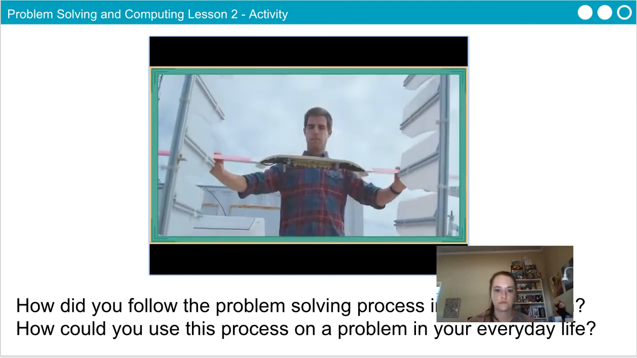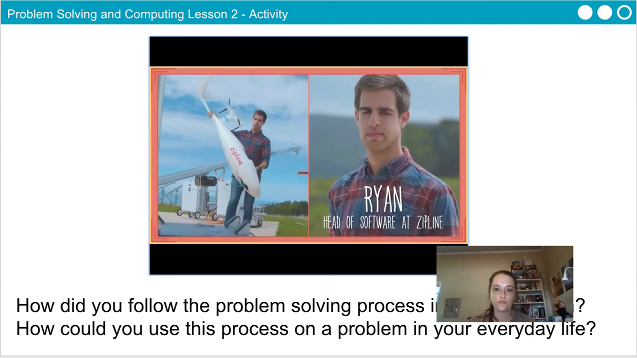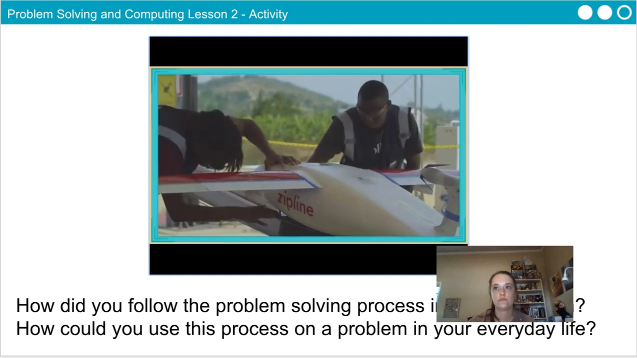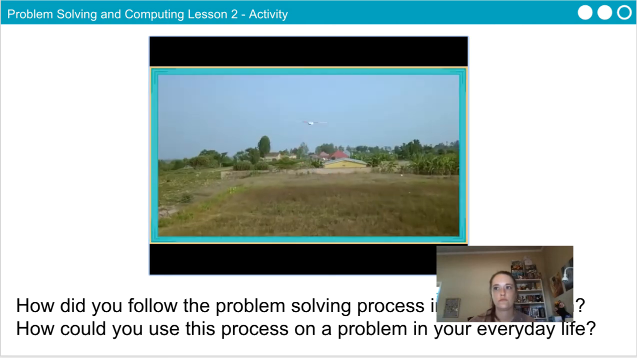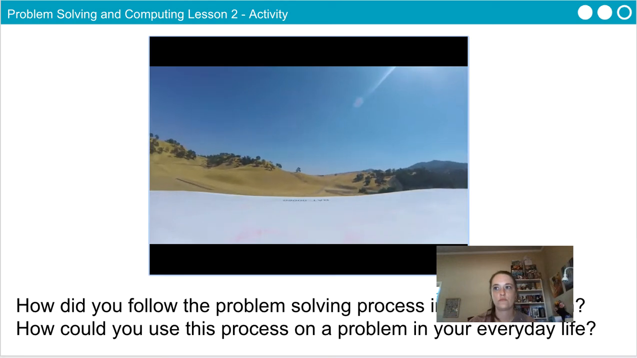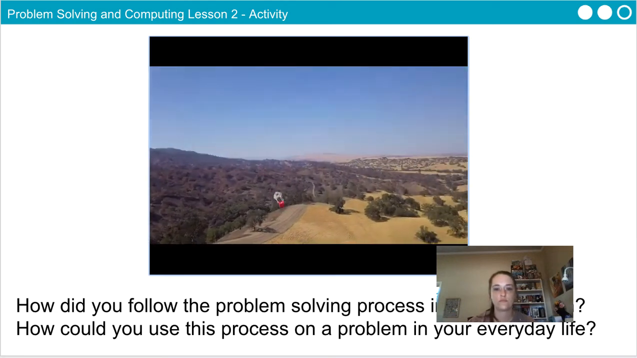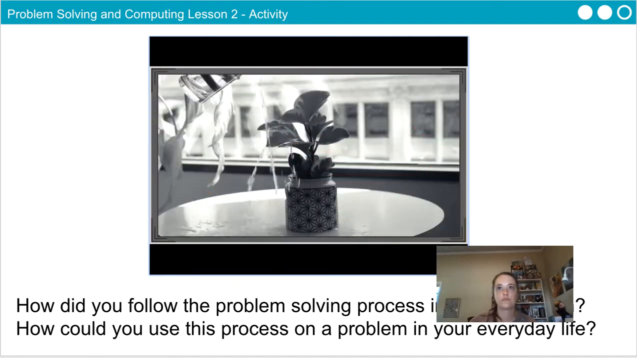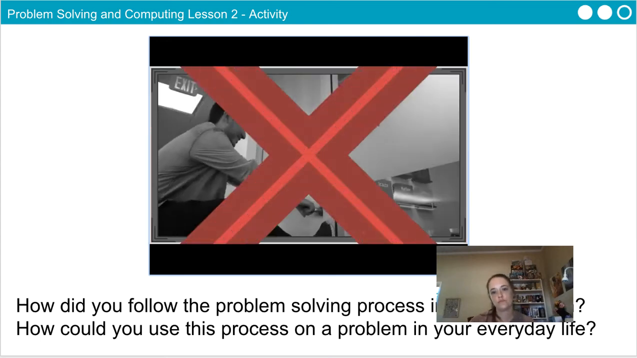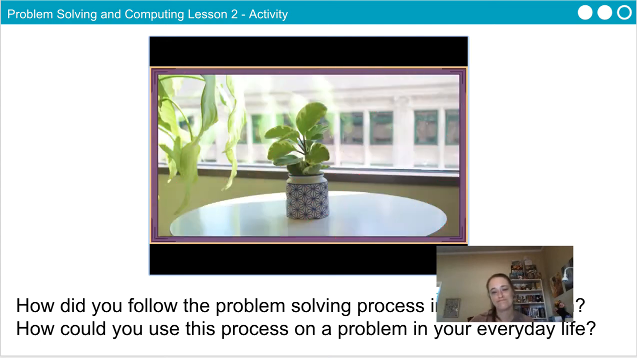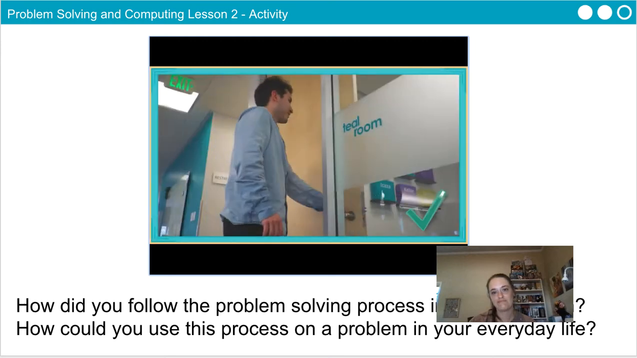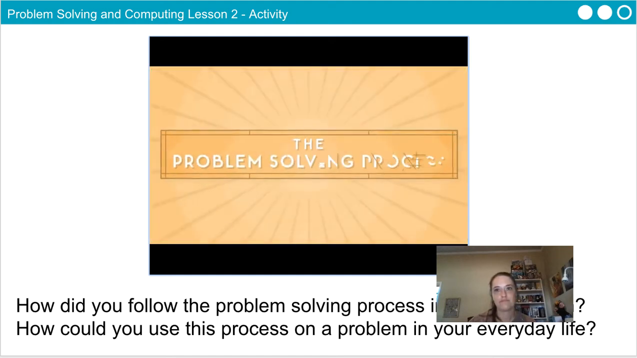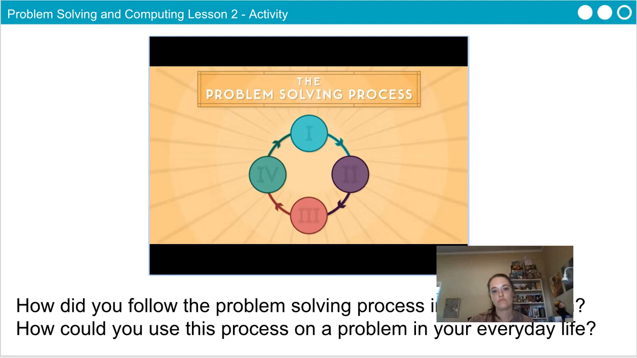Hi, I'm Ryan, and I'm the head of software at Zipline. Zipline operates across Africa using drones to make life-saving blood deliveries. We deliver medical products like blood and vaccines to places that otherwise can't be reached. We all deal with different types of problems every day. And one way or another, we come up with solutions. But did you know there's actually a series of steps you can take for solving any problem? It's called the problem-solving process, and it has 4 basic parts.